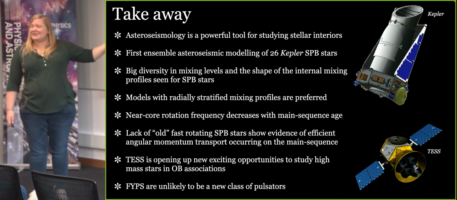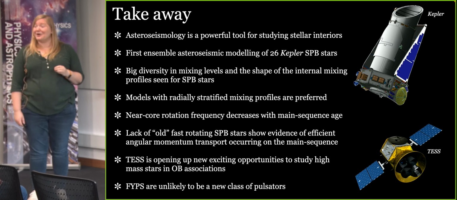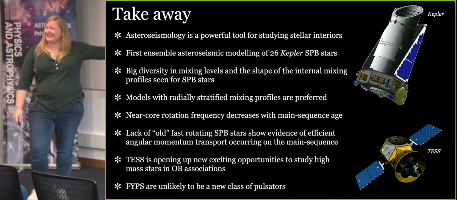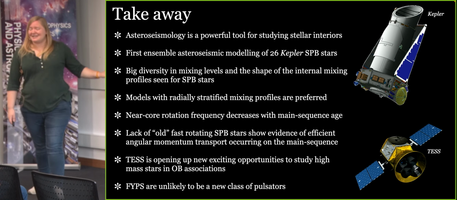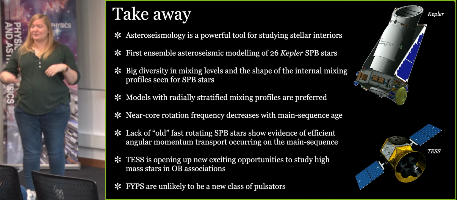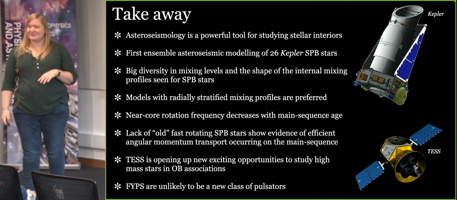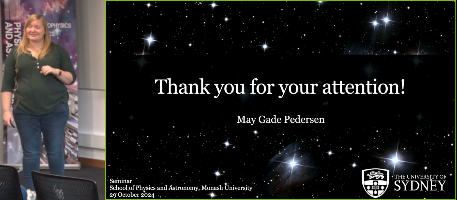We learned a lot about the interior mixing and rotation properties of slowly pulsating B-type stars. They're a bit more complicated than we had hoped, perhaps, but nevertheless very interesting. And now with TESS, we really have a lot of opportunities to study the most massive stars that we have, but there are also some things with contamination we have to be a bit careful of when studying these stars. And so with that, I'm happy to take any questions you might have.